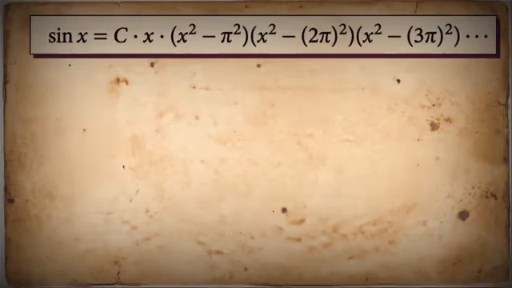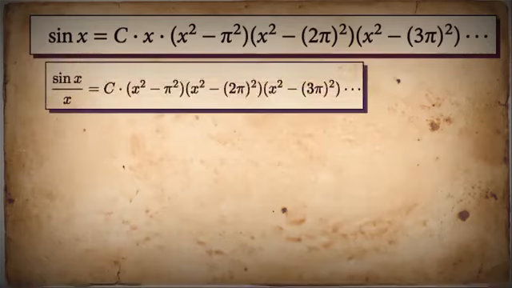Each conjugate pair, x plus k pi times x minus k pi, is a difference of squares, which equals x squared minus k pi squared. So the factored form simplifies to c times x times the product of x squared minus pi squared, and so on. Dividing both sides by x, the sine of x divided by x equals c times the product of all factors x squared minus k pi squared, for k from 1 to infinity. The factor of x has been cancelled from the left side.